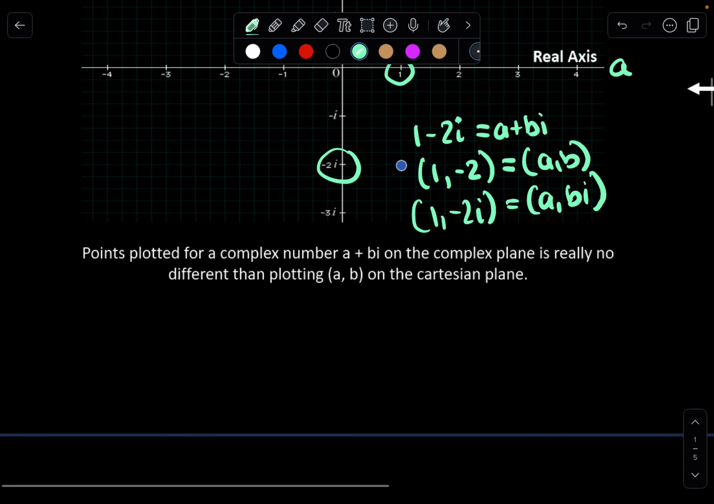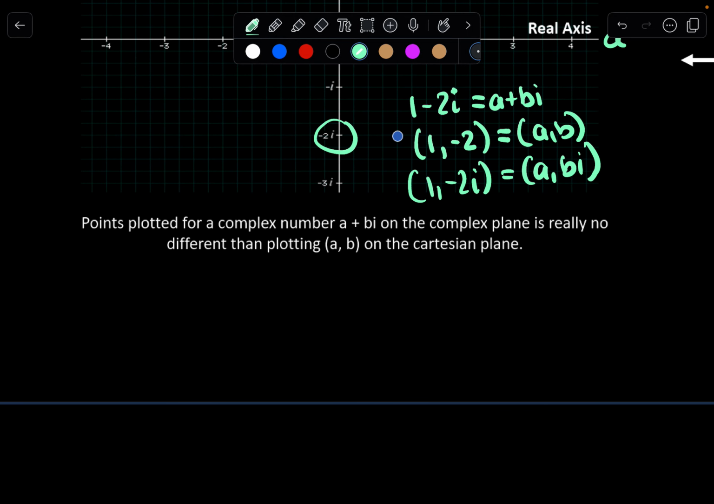One interesting thing that I want to look at is that plotting a complex number a plus bi on the complex plane is really no different than plotting (a, b) on the Cartesian plane. So that's what I already mentioned before. But let's start with i. If I wanted to plot i in the complex plane, you're able to get the coordinate point if you write out the entire complex number. So i has no real component, so that would be 0, and then the imaginary component is just 1i. So if I were to plot this, horizontally we would start at the origin, and then we would go up 1i, so we end up here.